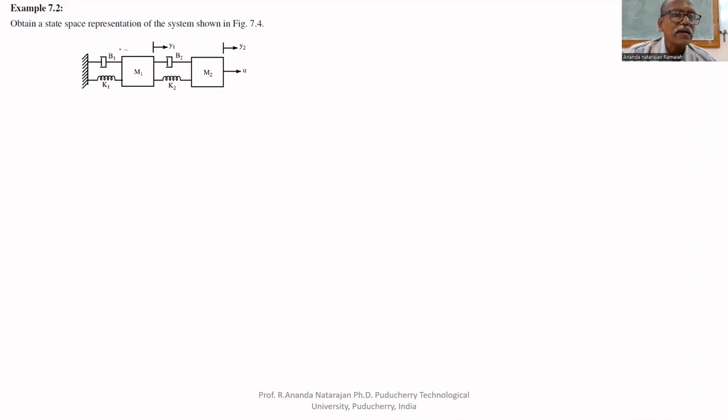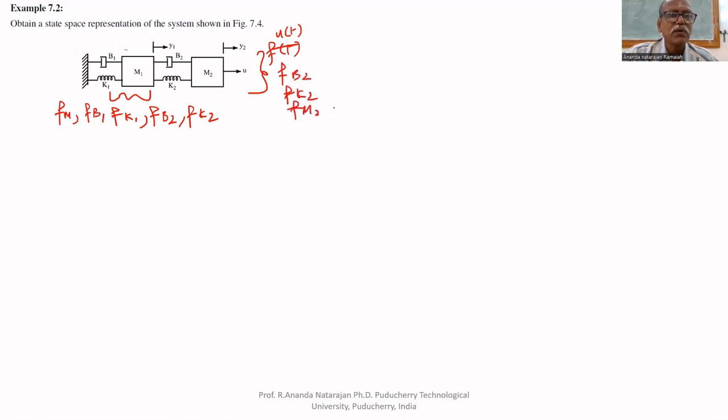The forces acting on the mass M1 are Fm, Fb1, Fk1, Fb2 and Fk2. Similarly, forces acting on M2 are F of t, U of t, Fb2, Fk2, Fm2.